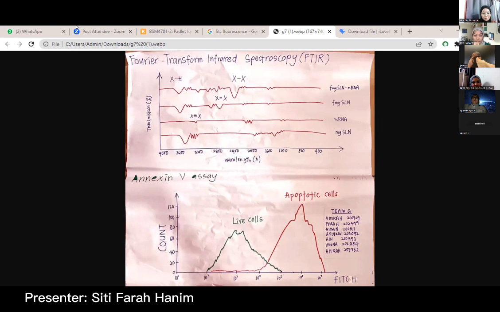The quantification analysis is presented as shown in the graph. Our result shows that the FMY SLN mRNA shows the highest amount of cytotoxicity and hence produces the highest amount of apoptotic cells.